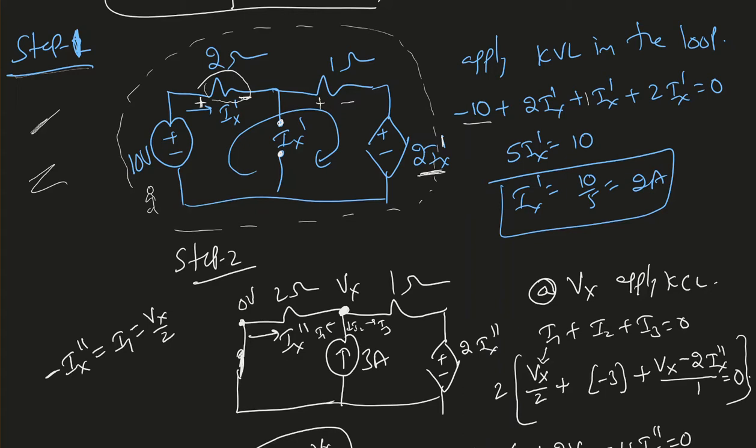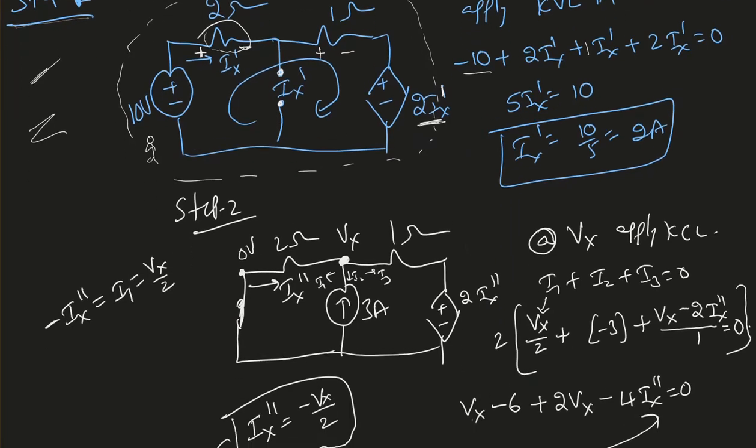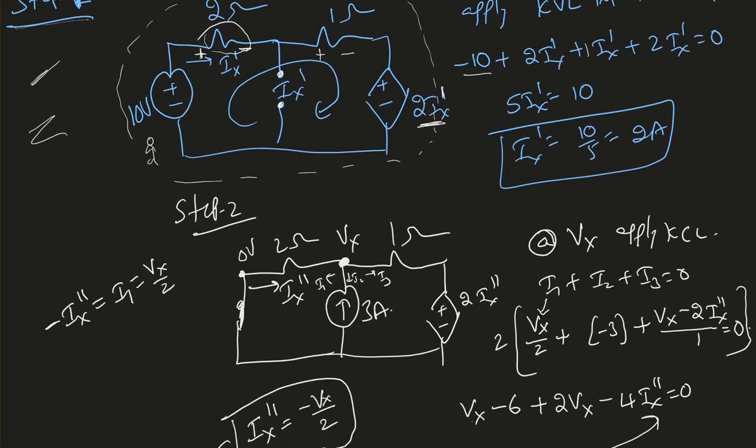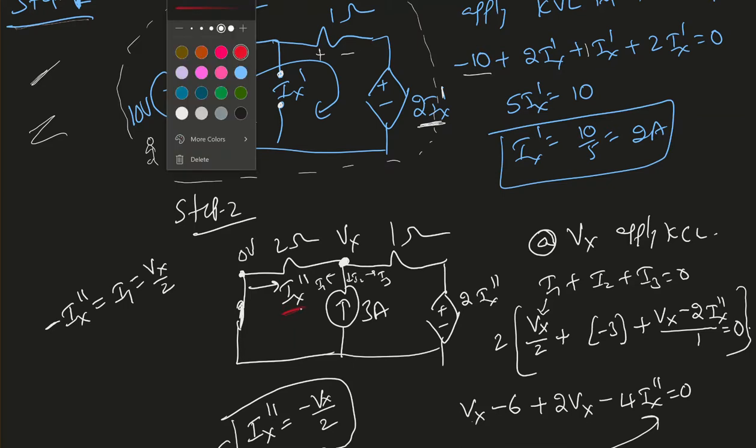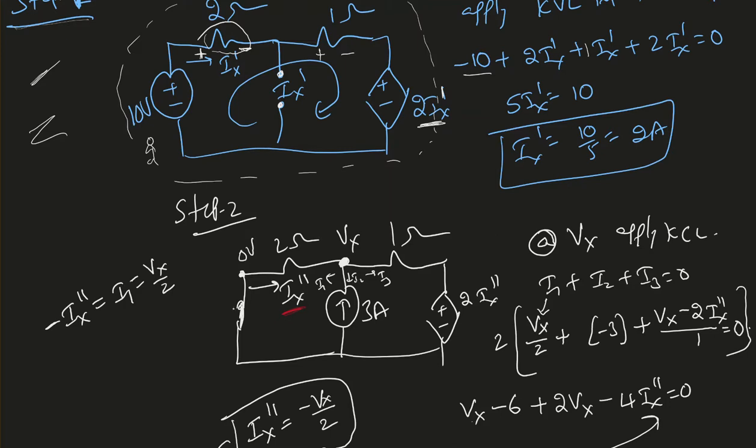Now step 2, I'm going to find this ix double prime. Again I'm going to replace the voltage source with a short circuit, and I'm going to keep back the current source, 3 ampere. So here I use nodal analysis. At Vx I apply KCL, I1, I2, I3, and I always assume every current is going out. I1 plus I2 plus I3 equal to 0.